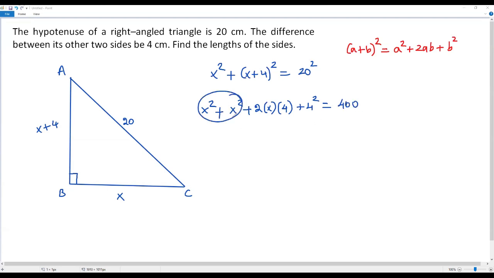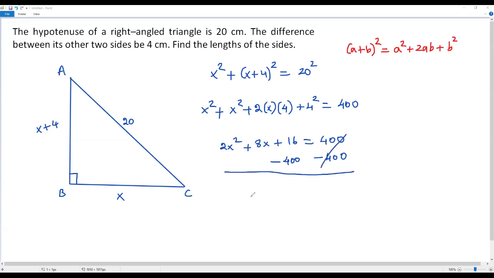So when I combine this x square and x square, I'm getting 2x square. Then when I multiply 2 times x times 4, I'm getting positive 8x. Positive 4 square is 16 equals to 400. Now let me subtract 400 from both sides. So this positive 400 and negative 400 will cancel.